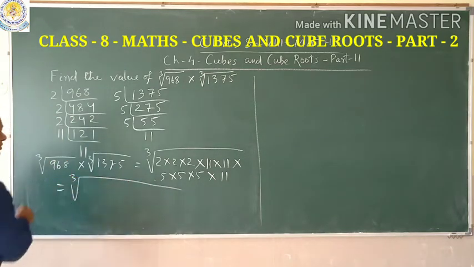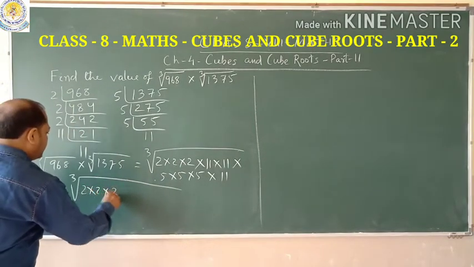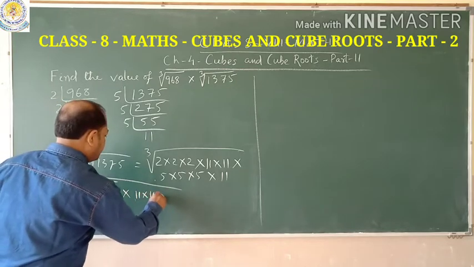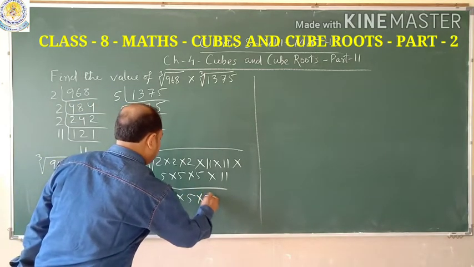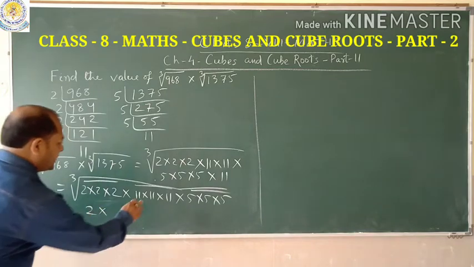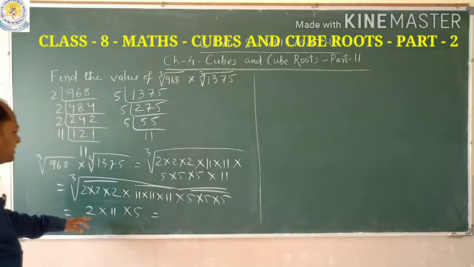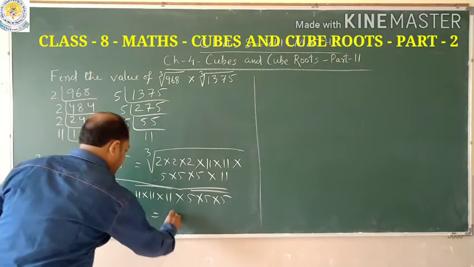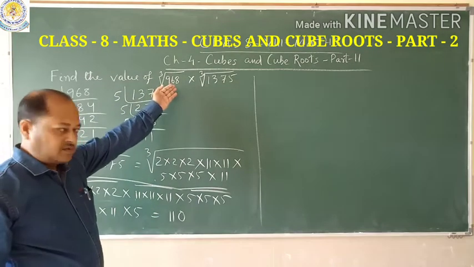Arrange in triplets. We know that cube root means we have to find triplets. So 2 into 2 into 2 is one triplet, 11 into 11 into 11 is one triplet, and 5 into 5 into 5 is one triplet. From the triplet we take one 2, from the 11 triplet I take one 11, then from this I take 5. So what number is coming here? 2 into 11 is 22. 22 fives are how much? 110. So 110 is the solution of this question.